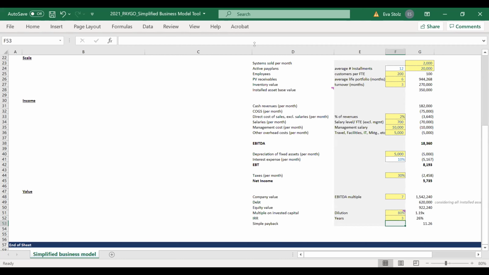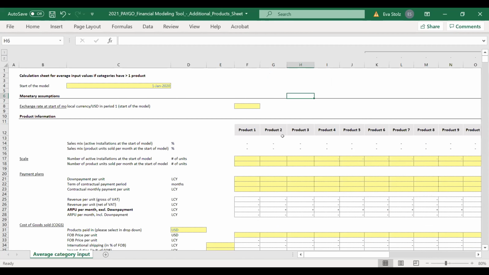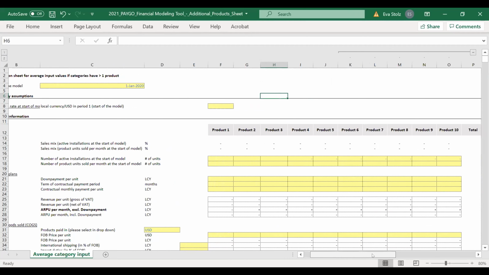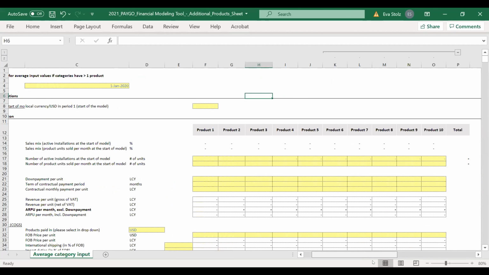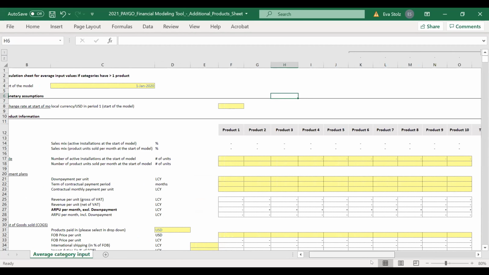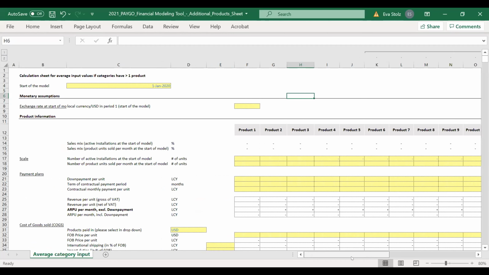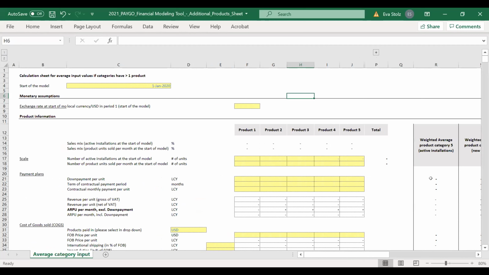And then the other sheet that we also included is the additional product sheet. So I'm just going to show you very briefly also how that works. As you can see, if say in one category you have up to 10 products, you can provide the input values here, and then it calculates the weighted average across these values, which you can then use to include in the assumption sheet of the main model.